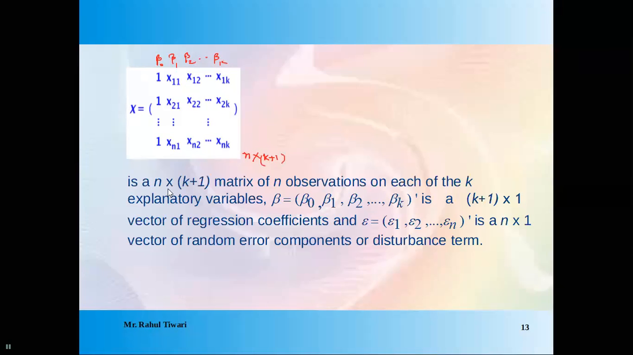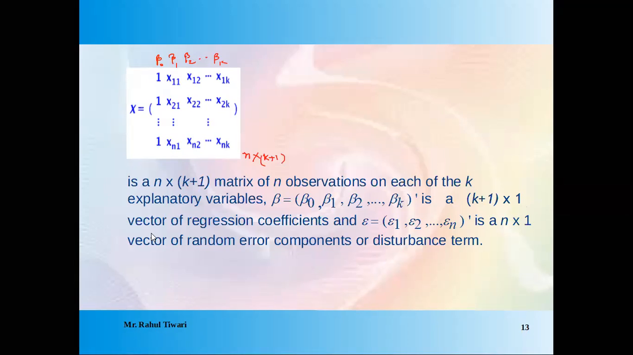So is it, yes, sir. n into k plus 1 matrix of n observations on each of k explanatory variables, and beta naught is given. See now, you can see the order of this again, is k plus 1 into 1.